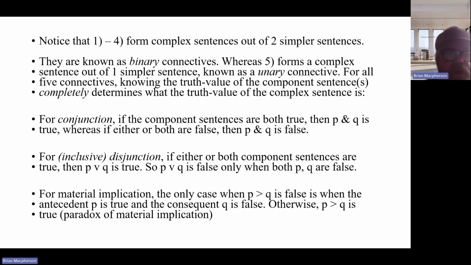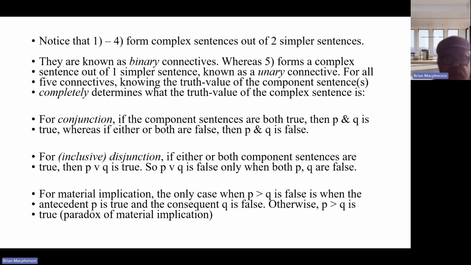So just to review, for conjunction, if the component sentences are both true, then P and Q is true, whereas if either or both are false, then P and Q is false. In other words, it's saying P and Q, so obviously both must be true for P and Q to be true. For inclusive disjunction, if either or both component sentences are true, then P or Q is true. So P or Q is false only when both are false, right? If I'm saying either it rains or it snows and it doesn't do either, then clearly that sentence is false. But otherwise, the sentence is true, and so the sentence can be true if one or the other or both components are true.